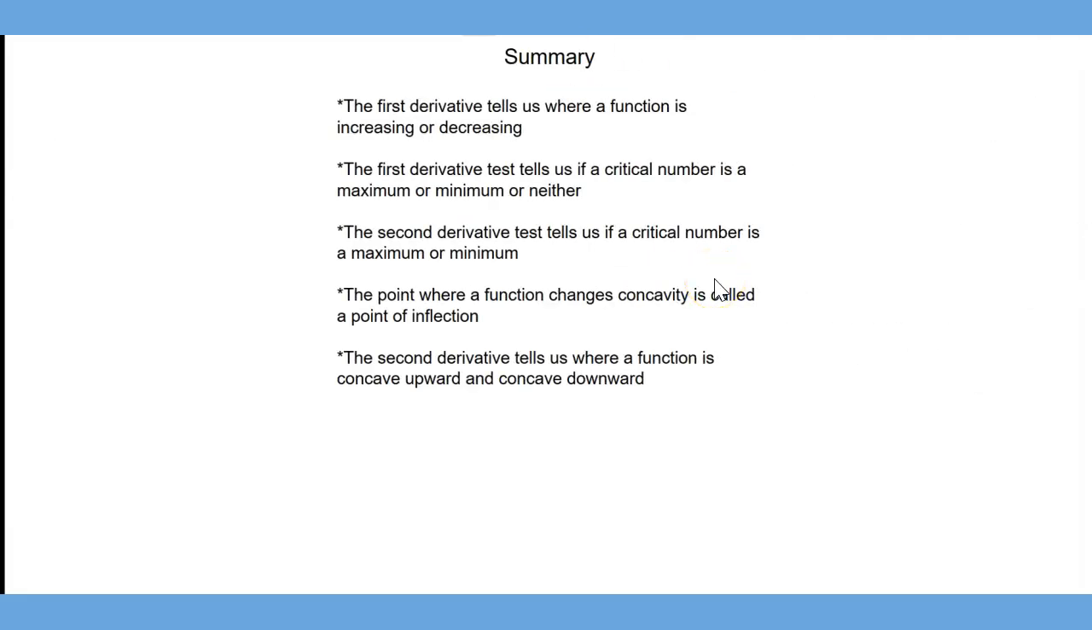This was a big, huge section, and there are a lot of problems in the homework. But summarizing, the first derivative tells us where a function's increasing or decreasing, and it will tell us where it has a maximum or a minimum, local max or min. The second derivative tells us where a function's concave up or concave down, and where it changes concavity is the inflection point, and that's where the second derivative is 0.